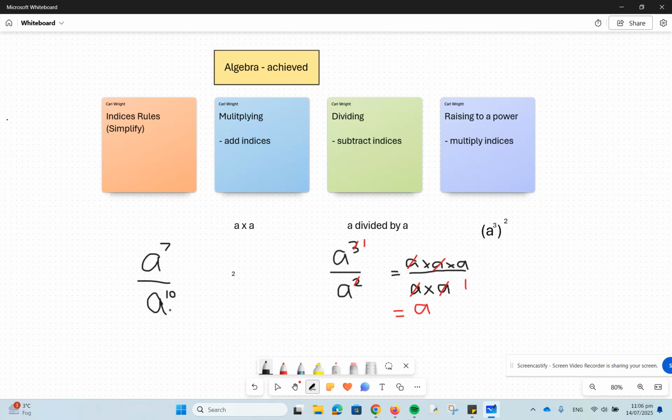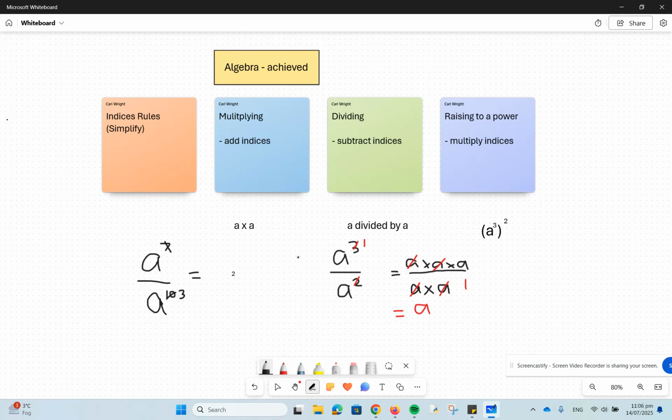So it's simplified. So when I've got this rule, letters divided by letters, I subtract indices. So let's do this. Okay, I've got 7 on the top, and I've got 10 on the bottom. So there's going to be 3 of them left on the bottom, after I subtract them. 3 on the bottom, and there'll be none left on the top.